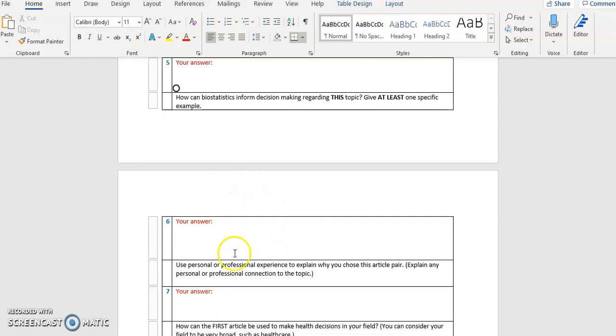Now, how can biostatistics inform decision-making regarding this topic? Give at least one specific example. So here, the critical part is biostatistics. Your answer needs to show that you understand something about biostatistics, whether what biostatistics is in general or a specific piece of biostatistics, and how it would inform decision making. Give at least one specific decision that could be made from these articles regarding this topic. Being informed is not a decision. Having knowledge is not a decision. You need to show how biostatistics can help you make a decision and what that decision would be, or what question these articles would answer.